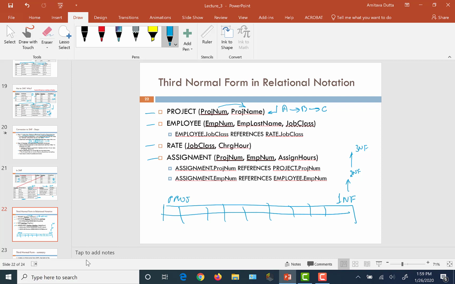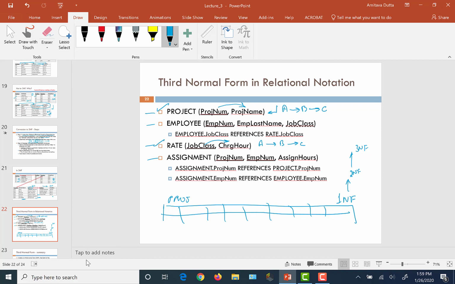Similarly, if you look at the table called rate, it's in second normal form because job class determines charge per hour. There is no partial dependency here because the primary key is not composite. And again, there are no transitive dependencies. You don't have a dependency that looks like this. Okay, so this is also in third normal form.